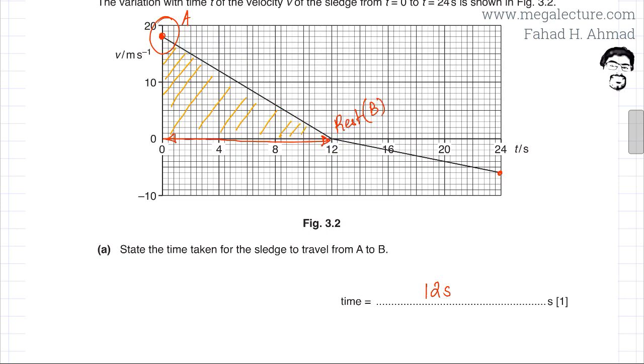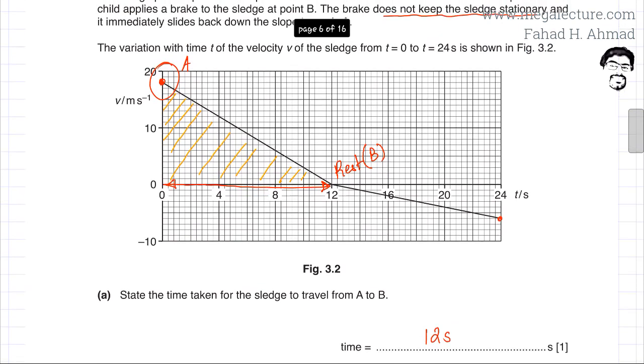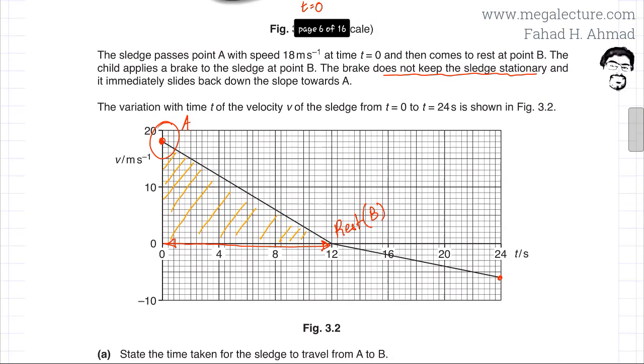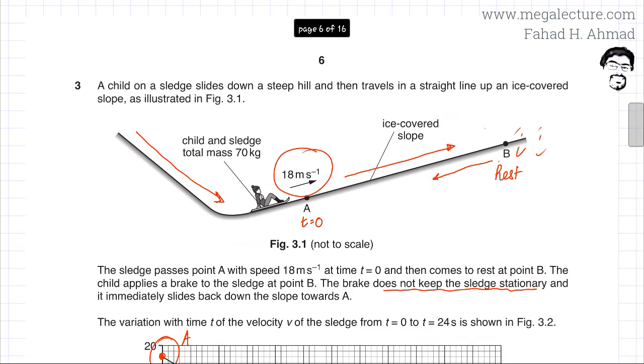So I'm going to first try and find out the distance that is covered from point A to point B. So if you go back and see the slope, the first distance that I'm going to try and cover is from point A at t is equal to 0 to point B. So what is the distance that is covered from point A to point B? So this is my first task.